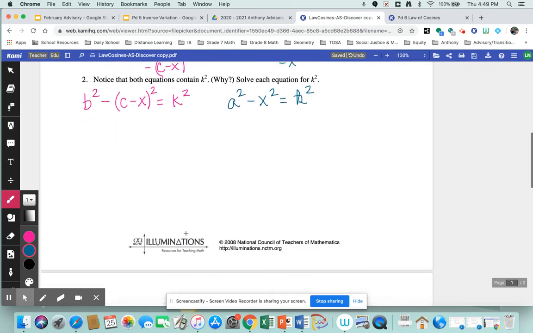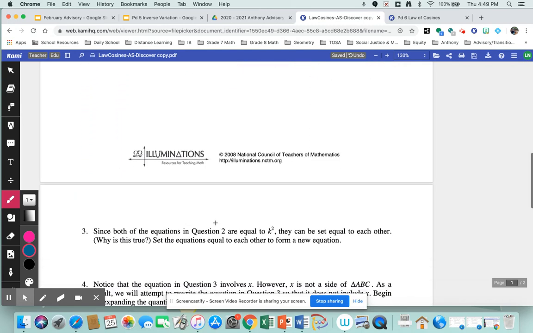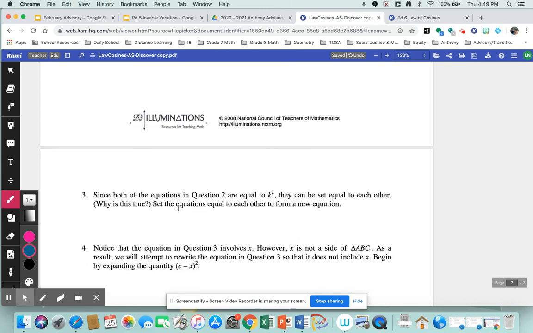Now keep that in mind. So now step 3. Since both of the equations in question 2 are equal to k, they can be set equal to each other, because k squared is k squared, right? So we're going to set the equations equal to each other to form a new equation.